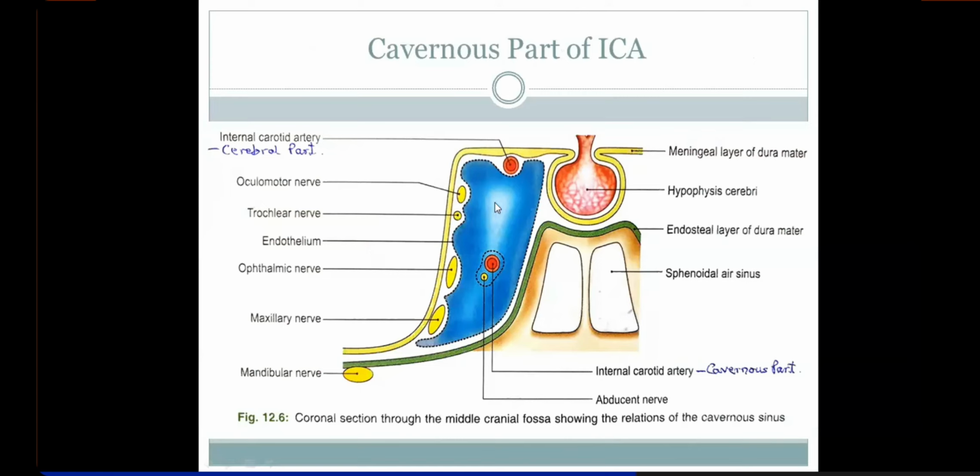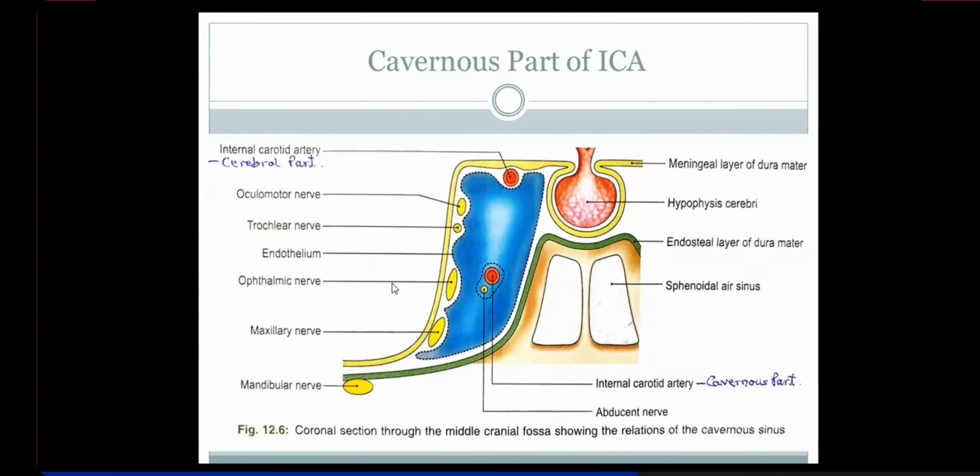The relations of this cavernous portion of the internal carotid artery: here you're seeing a cavernous sinus, right? This is a cavernous sinus with endothelial lining, dotted lines, right? So these vessels and nerves, actually they're not bathing inside this cavernous sinus, they're rather having this endothelial covering.